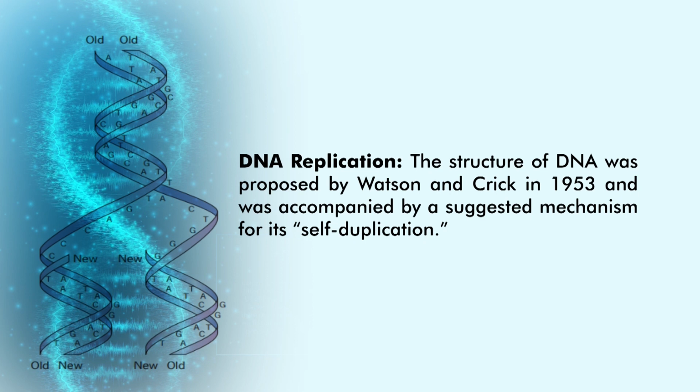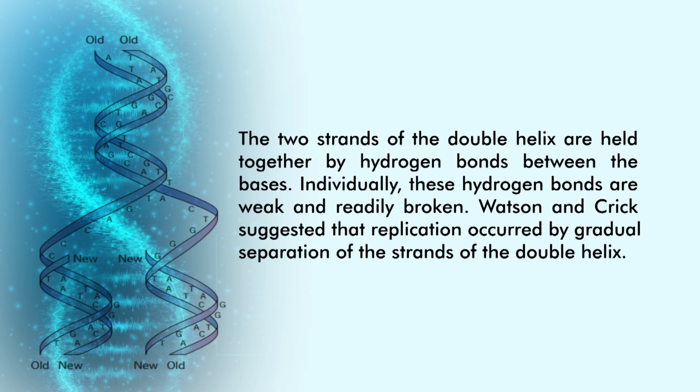It was proposed by Watson and Crick in 1953, just after the proposal of the double helical model of DNA. They suggested a mechanism for its self-duplication. The two strands of the double helix are held together by hydrogen bonds between the nitrogenous bases, that is adenine, guanine, cytosine and thymine. Adenine always pairs with thymine with 2 hydrogen bonds and cytosine pairs with guanine with 3 hydrogen bonds. Individually, these hydrogen bonds are weak and rarely broken.